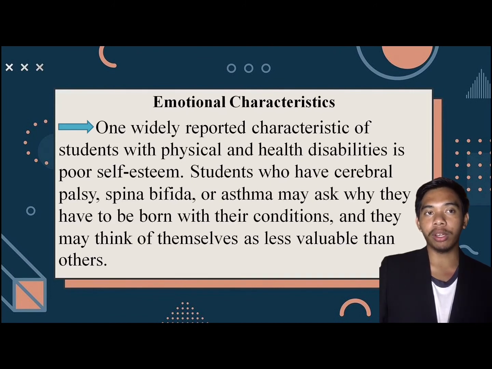One widely reported characteristic of students with physical and health disabilities is poor self-esteem. Students who have cerebral palsy, spina bifida, or asthma may ask why they have to be born with their conditions, and they may think of themselves as less valuable than others.